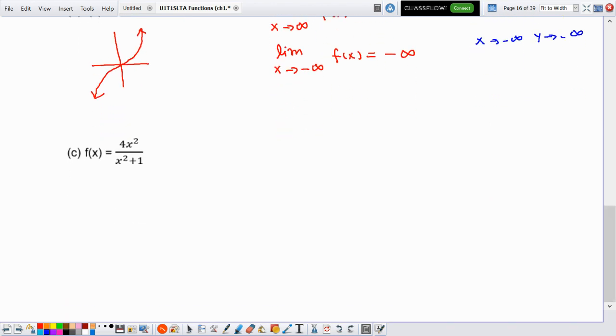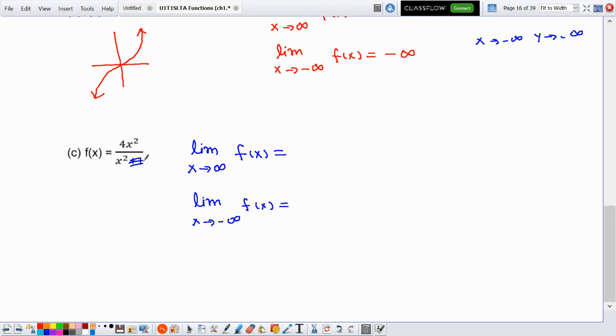Let's take a look at one more example here. Another rational function, 4x squared over x squared plus 1. So just ignore the 1. Let's get the format ready. X goes to infinity, f of x comes here. You don't write the whole limit part, you have to show the arrow. Limit as x goes to negative infinity, f of x.